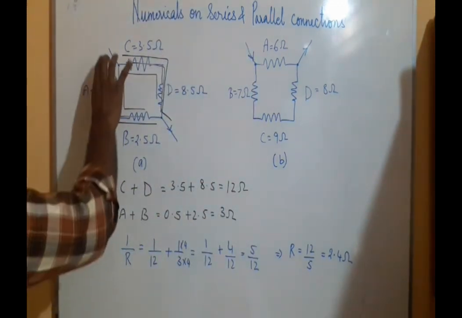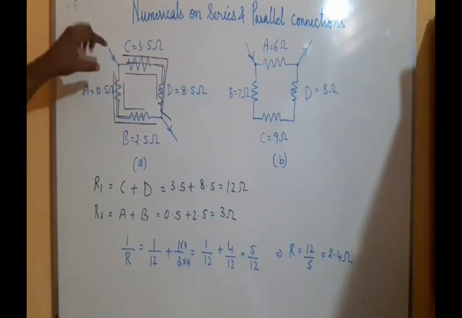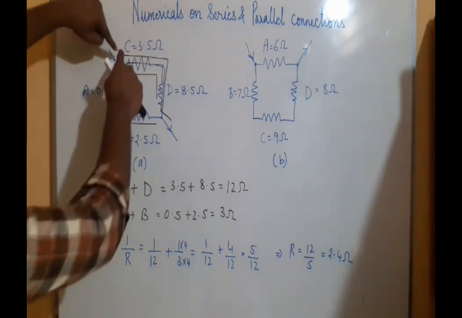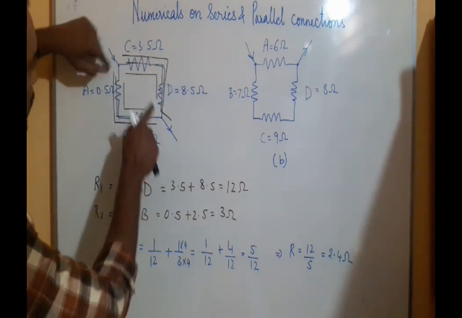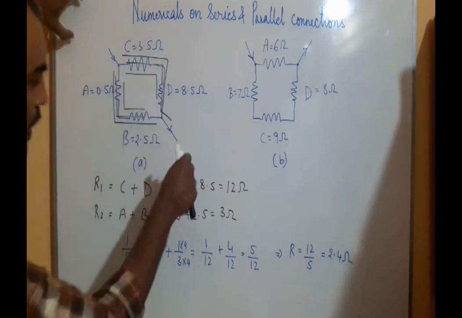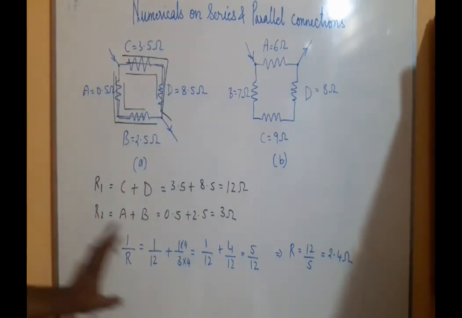So the equivalent of this circuit: yes, 4 resistors are there, these two in series, these two in series, and overall both of them in parallel. The equivalent resistance we get is 2.4 ohm. Okay, now we'll move to the next case.